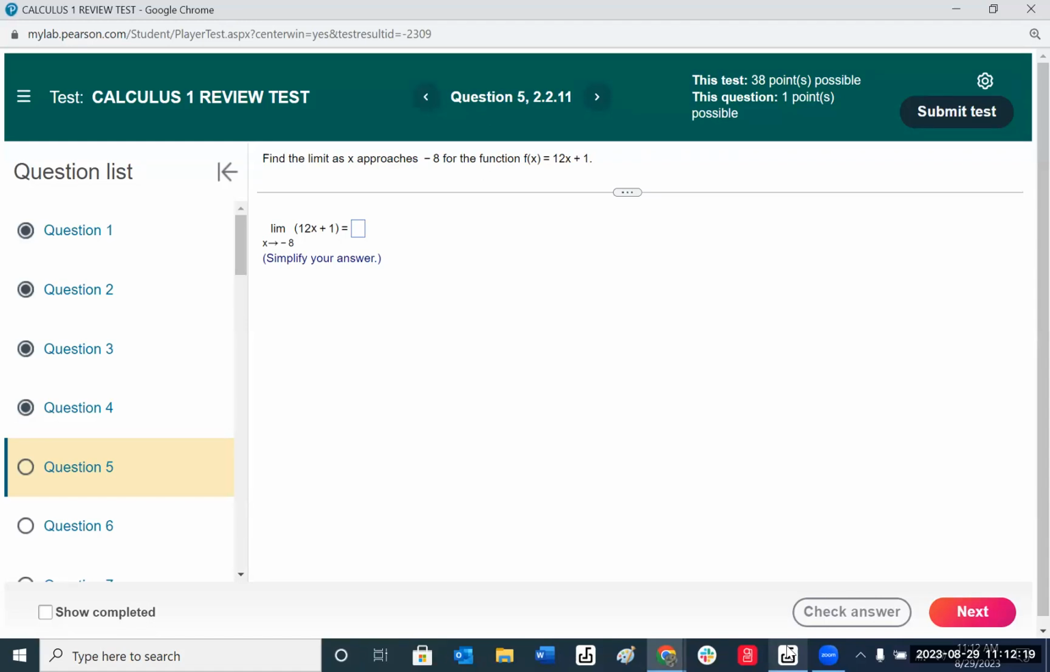So this one says the limit as x approaches -8 of our function 12x plus 1.